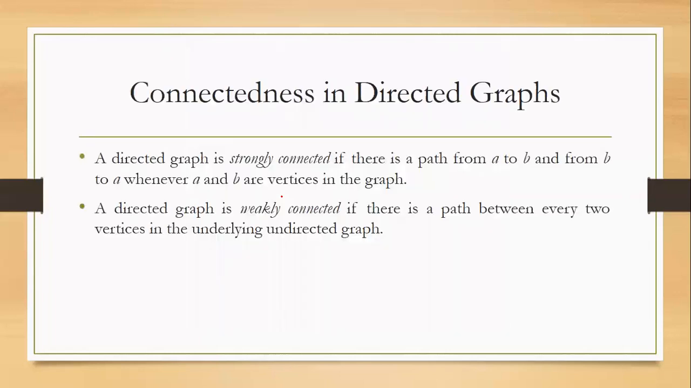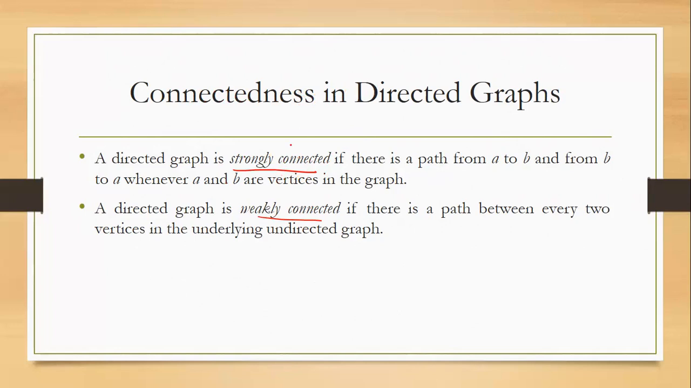After that, we have connectedness in directed graphs. A directed graph is strongly connected if there is a path from A to B and from B to A whenever A and B are vertices in the graph. What does this mean? Basically, there are two types of connectedness in directed graphs. One is strongly connected and the other is weakly connected.